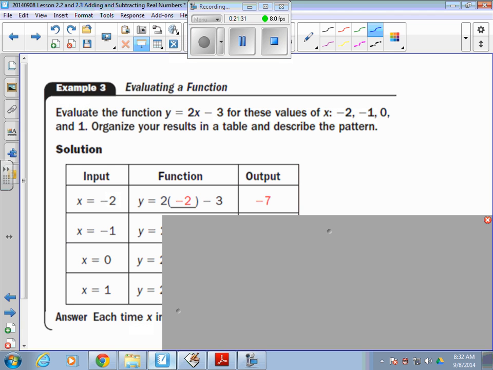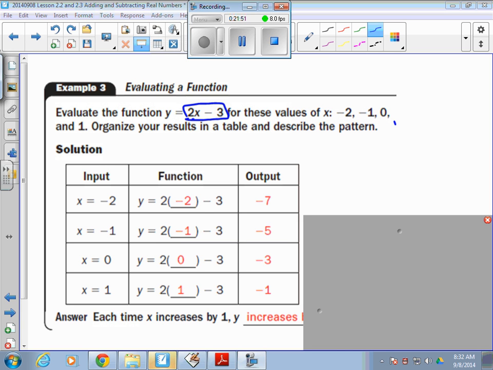And then you're going to do the same thing when you're evaluating a function. It says evaluate the function y equals 2x minus 3 for the values negative 2, negative 1, 0, and 1. All you're doing is in place of this part of the function, 2x minus 3, you're plugging in each of those values, negative 2, negative 1, 0, and 1, and you're getting outputs for each of those. You can see that they increase by 2.